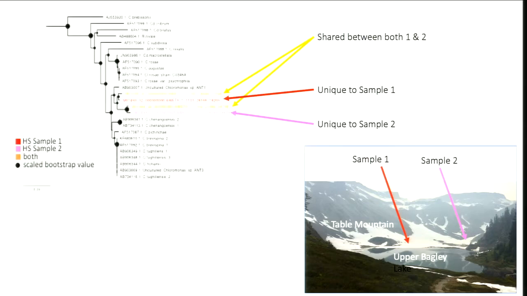This is also the Bagley Basin, and this is a set of data that was taken from 2 different samples that were right next to each other. And some of the algae were shared between the patches, but each of those patches had unique sequences or unique algae. So there's quite a bit of unique diversity.